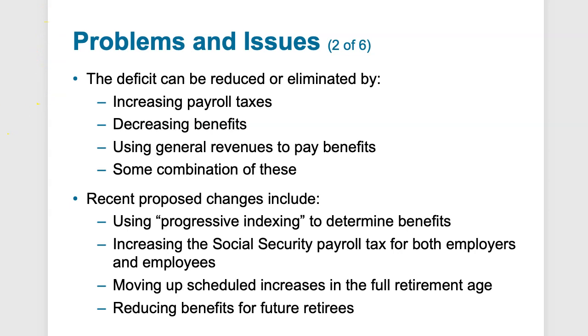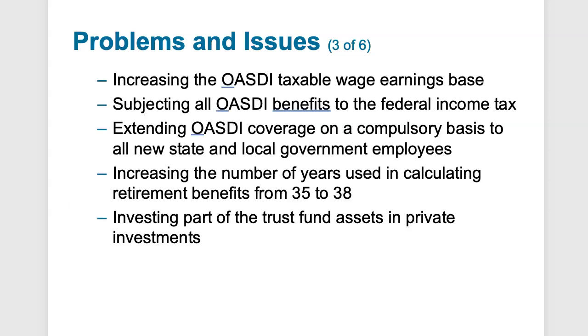Once the fund runs out of money, the government is going to scramble to try and fix this. And these are some of the things that they can do. And they've done before, say in the 80s, when there was a similar problem with the fund for Social Security. They can also increase the taxable wage earnings base for Social Security.